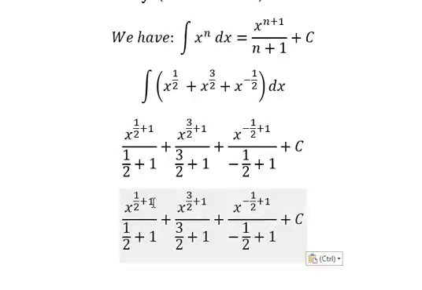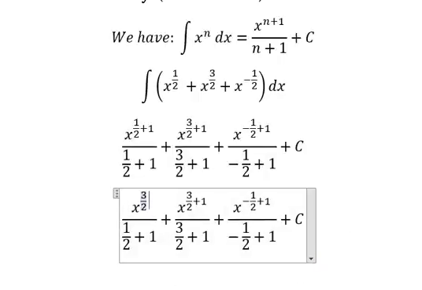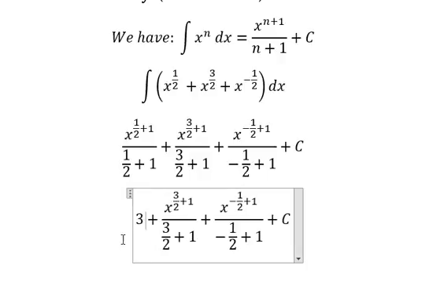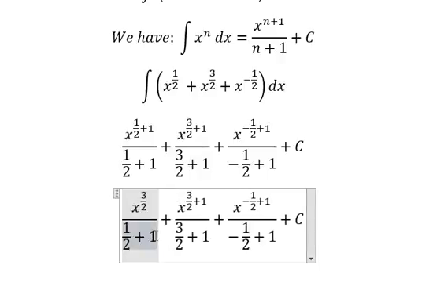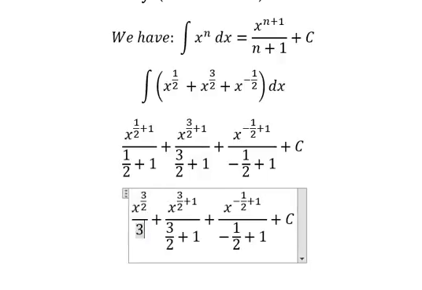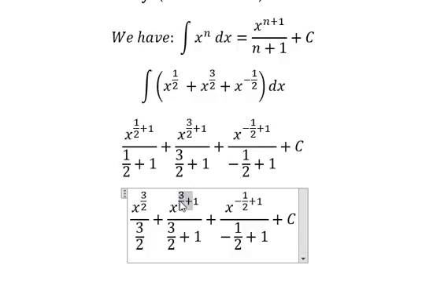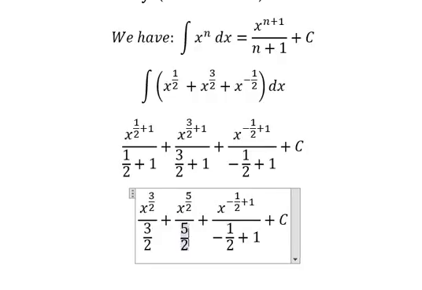This one is about 3 over 2. This one we have 3 over 2. This one we have 5 over 2. This one we have 1 over 2.